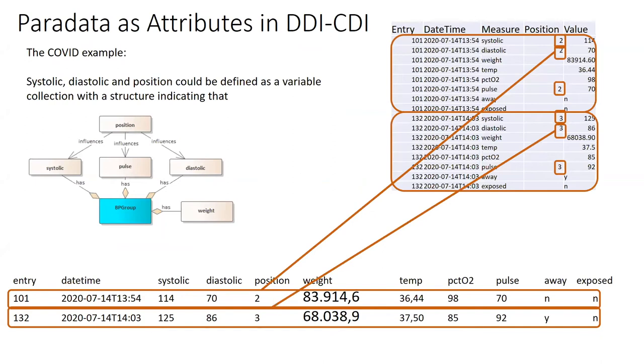Now, at the end here, we have one example about paradata as attributes in DDI-CDI. That is quite interesting because when you look at the long structure to the right up here, you can see that the attributes don't apply to all of the measures necessarily. Your weight doesn't change if you lie or sit, hopefully, and also your temperature, but your pulse may change, and your blood pressure may change depending on your position, if you lie down or stand or sit or whatever. So you see here, for weight and temperature, the cells are empty.